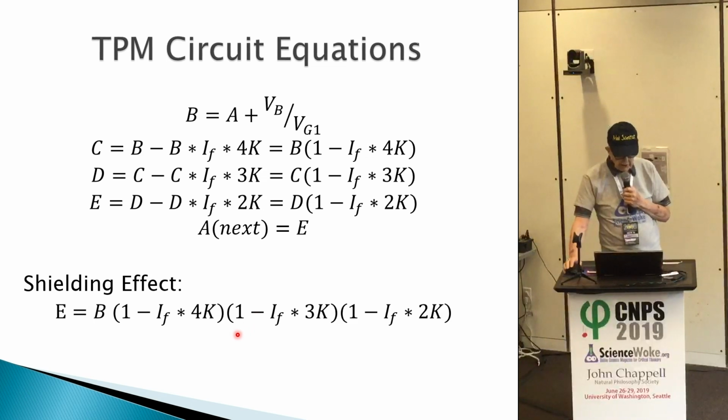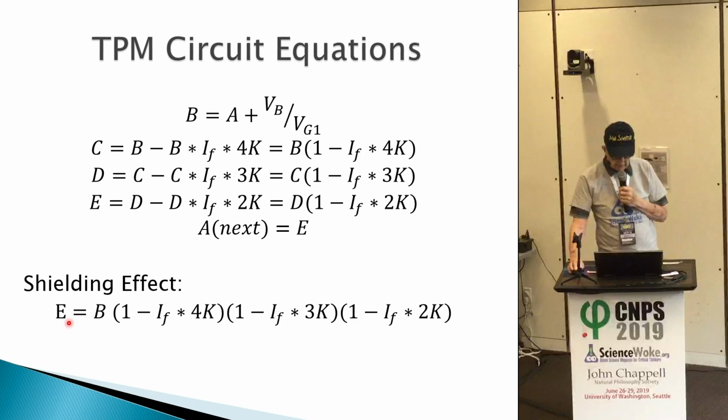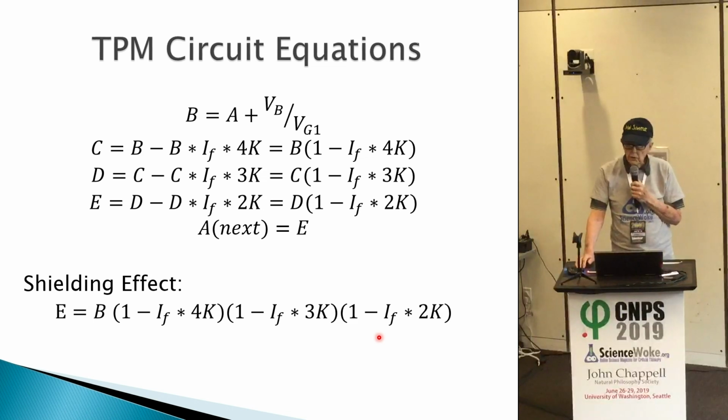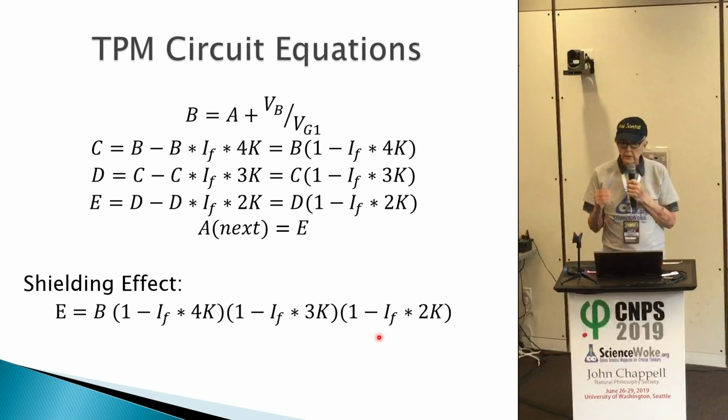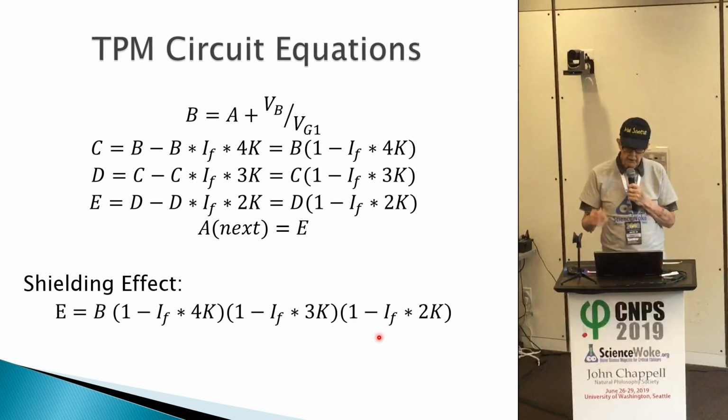And what you really see here is an effect in the circuit where the final value E is a product of three different losses through the resistors. This is a way of showing that there is shielding going on in the circuit, just like there's shielding in gravity.